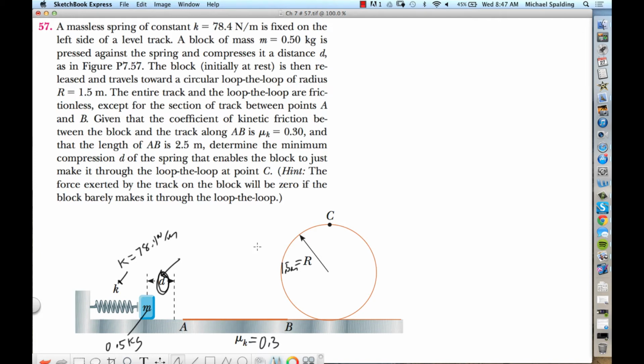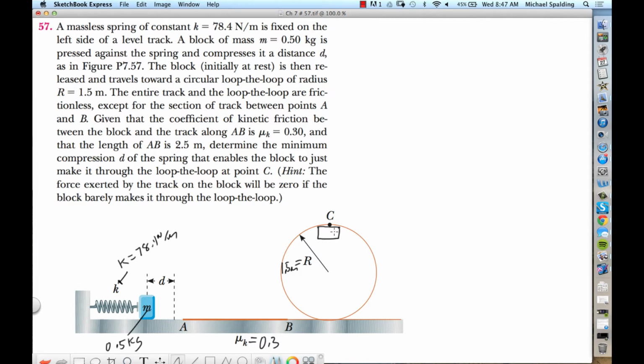Now, where does this problem begin? Does this problem begin down here at the spring? No, you got to start the problem up here, right? At the very top of the loop. You got to first find the minimum velocity at the top of the loop, which we've done before. So how do you find the minimum velocity that the block must have at the top of the loop?